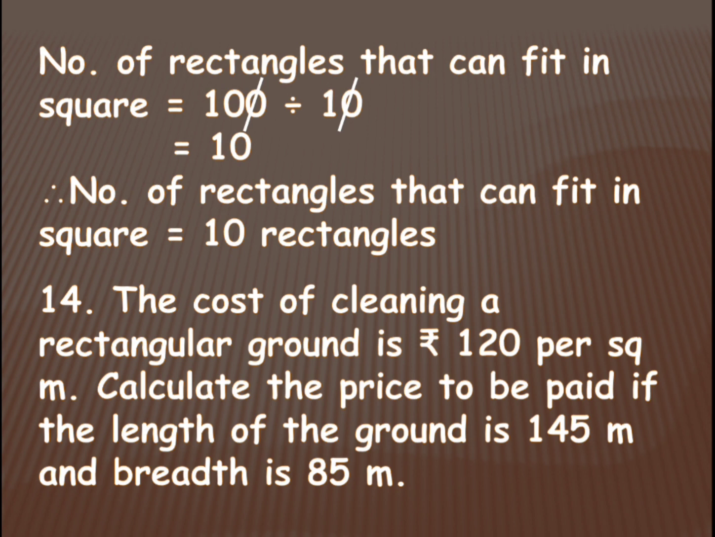So here they have given another ground which has the length of 145 meters and breadth 85 meters. Now we need to find the cost to clean this ground. Okay, so what we have to do is, see, they have given the cost per area. For 1 square meter area, it is 120 rupees. So how many square meters we have in this? Then we need to calculate the cost. So for that, first we need to find the area, isn't it?